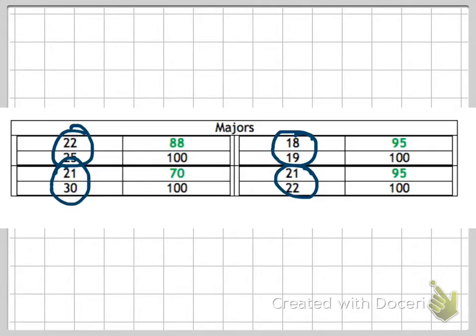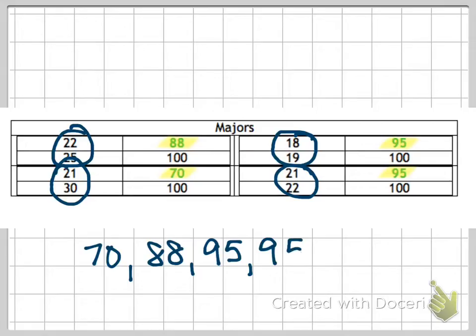If you multiply 22 times 100 and divide by 25 and then round off to the nearest whole number, this person got an 88. Subsequently, this person also got a 70, a 95, and another 95. So this person's four converted scores are 70, 88, 95, and 95.